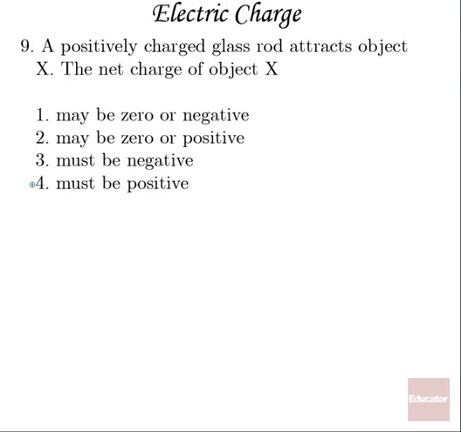Number 9. A positively charged glass rod attracts object X. The net charge of X may be, well, if a positively charged glass rod attracts it, X could be negative or it could be neutral. So it may be 0 or negative. Correct answer for 9 must be number 1.